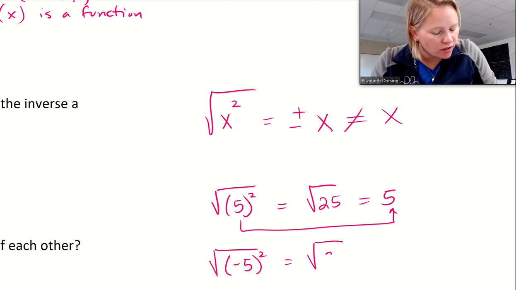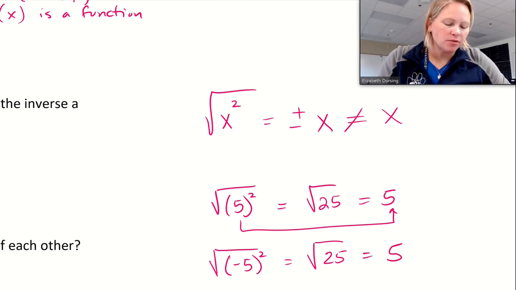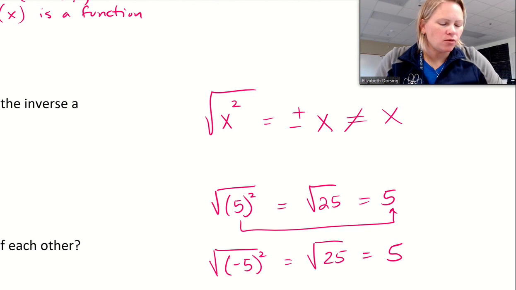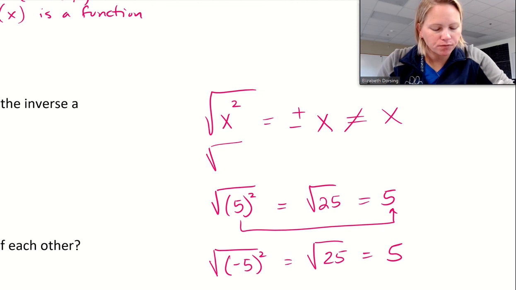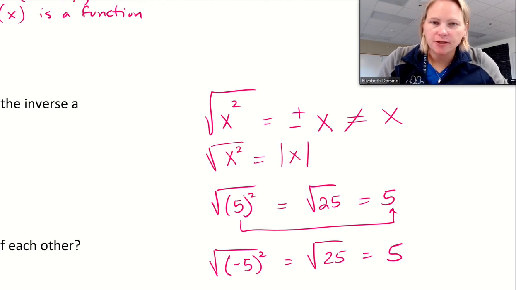I'm going to get 25 underneath. So it's very curious what's happening here. And when we respect that proper order of operations, doing our square roots and our squares in the right order here, we end up with this problem. And so what you need to understand is that when we solve the square root of x squared, truly what's happening is you're getting the absolute value of x.